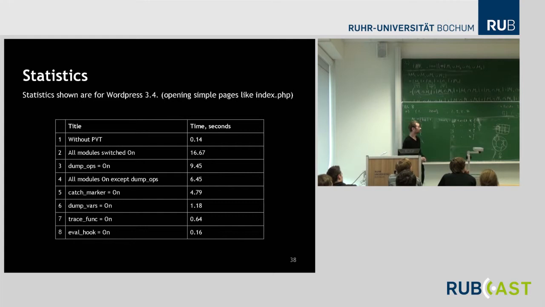So I have run tests on WordPress to show some statistics. I was just opening a simple page like index.php. Without the extension it would run in some 0.14 seconds. The slowest module is dumping opcode. Well, it's quite obvious because PHP has to stop at each opcode and then execute further. So the fastest modules are trace function and eval hook.